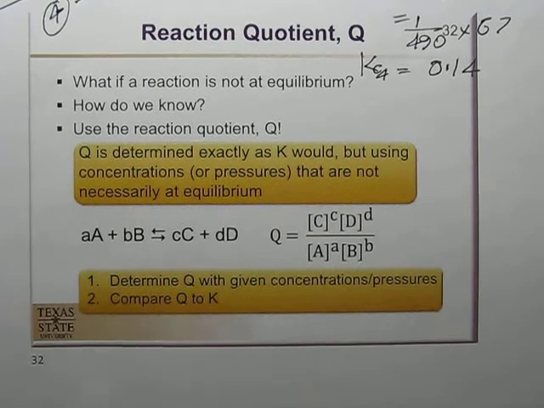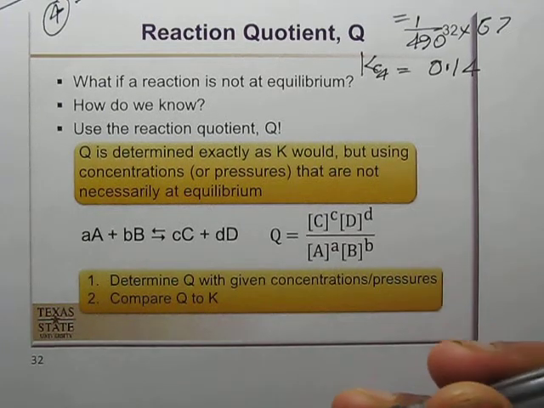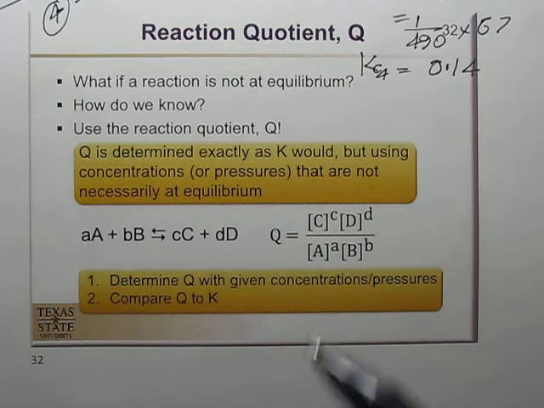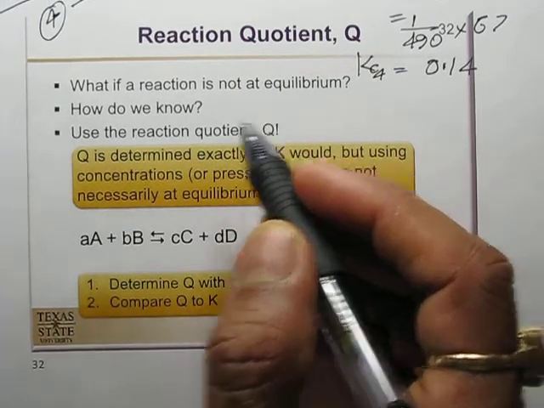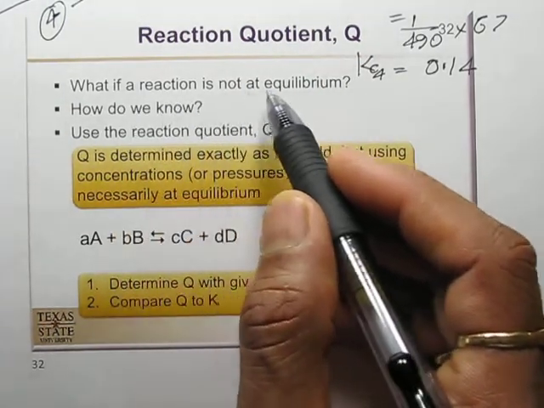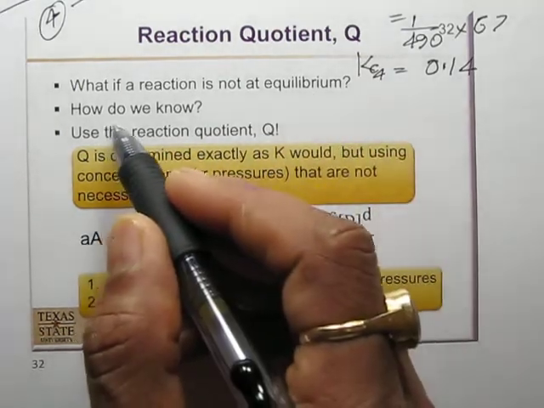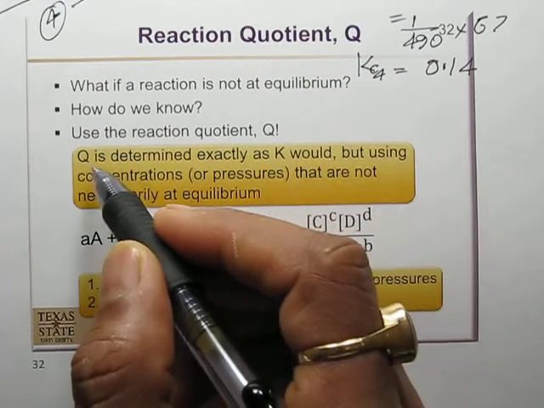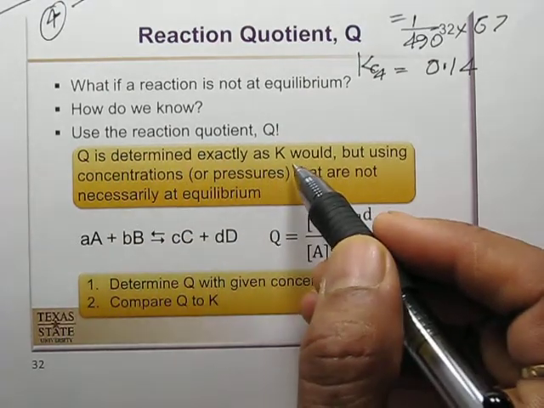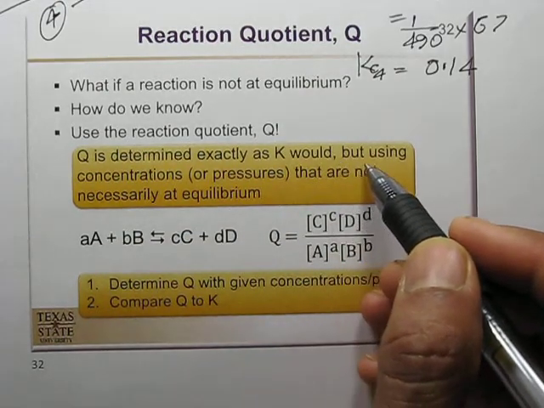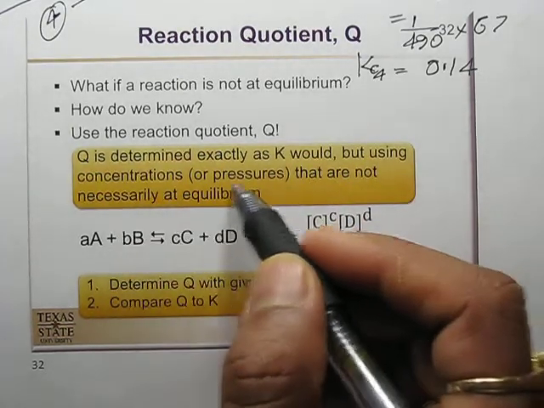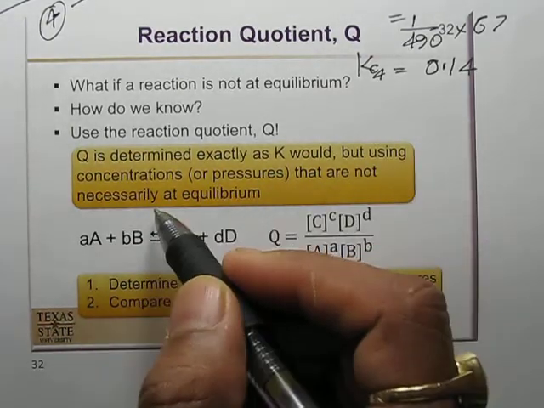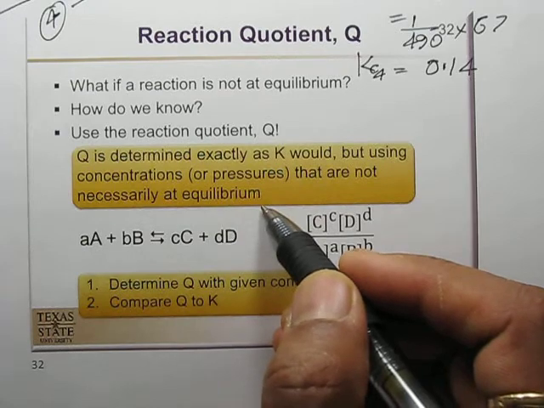So in this video we will study the reaction quotient. So what is the meaning of reaction quotient? What if the reaction is not at equilibrium? How do we know? Use the reaction quotient. Q is determined exactly as K would be, but using concentrations or pressures that are not necessarily at equilibrium.